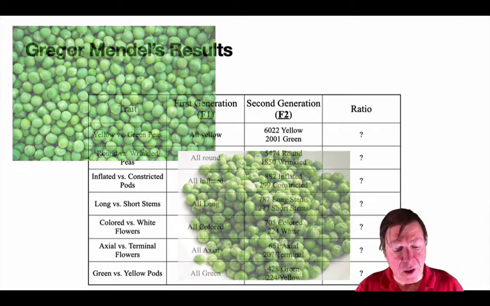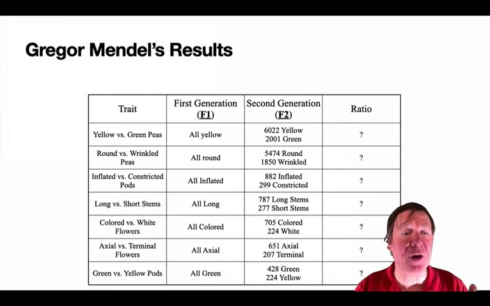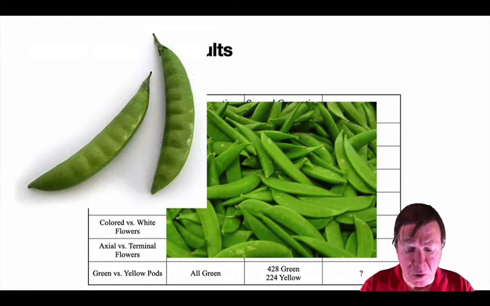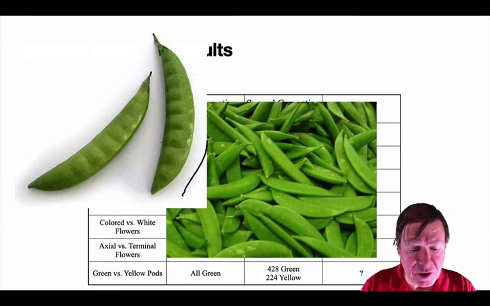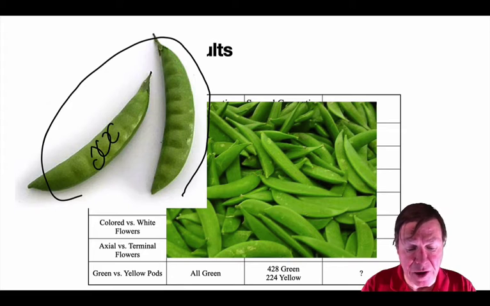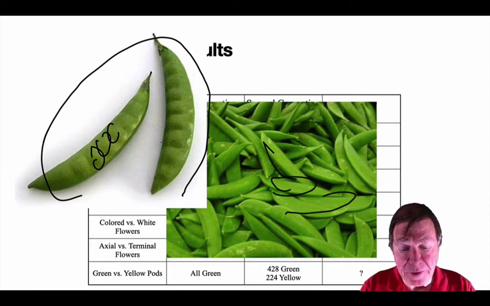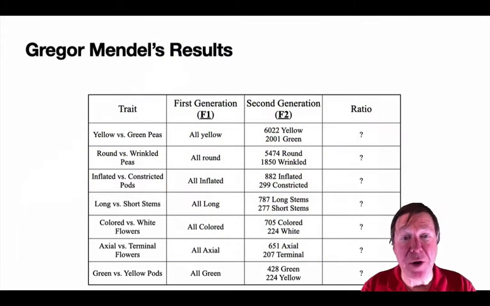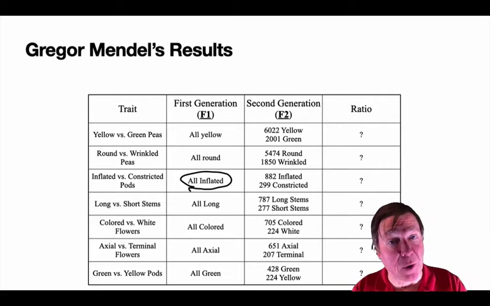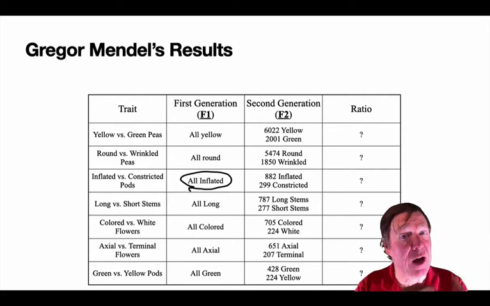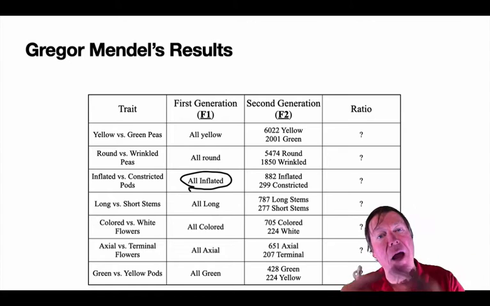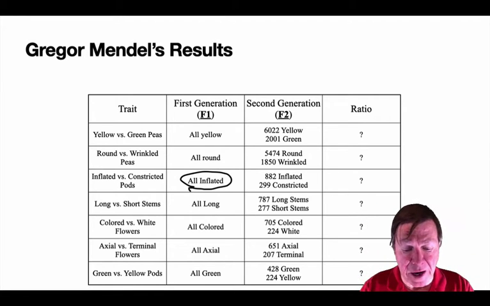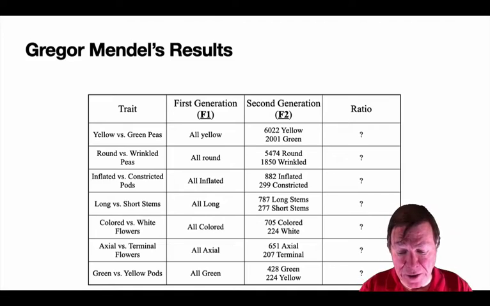All right. He looked at whether or not the pods were inflated or constricted. And over here you can see these are constricted. You can see the individual peas in them, whereas these are inflated. The peas you can't see, all right? So he looked at those. And you can see where when he crossed them, he got all inflated. But when he crossed two F1s, put them together, he got the F2 generation, the grandchildren, 882 inflated, 299 constricted.